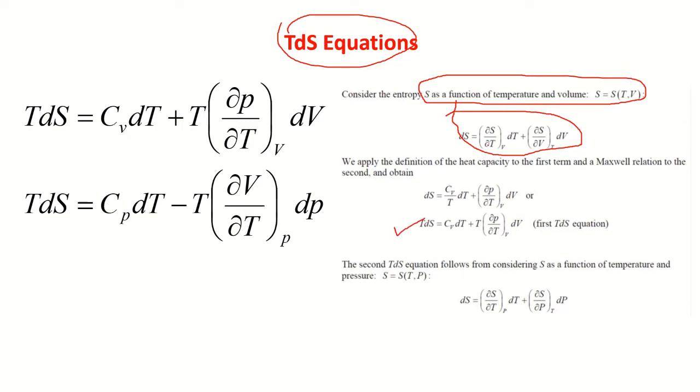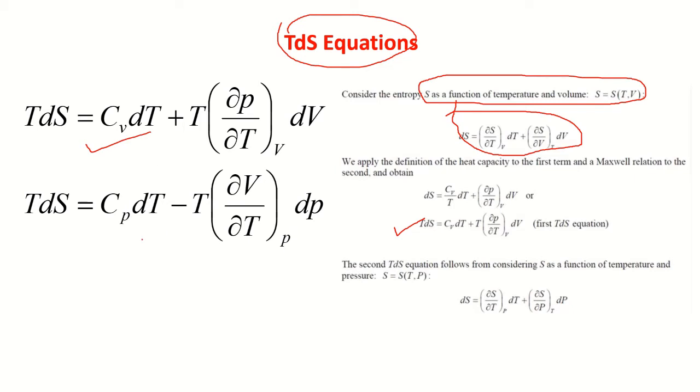Okay, dS equals Cv by T dT. So use the Maxwell's relations, dP by dT at constant V, from those Maxwell's equations. Okay, so multiplied throughout by T, and you will be getting this equation.